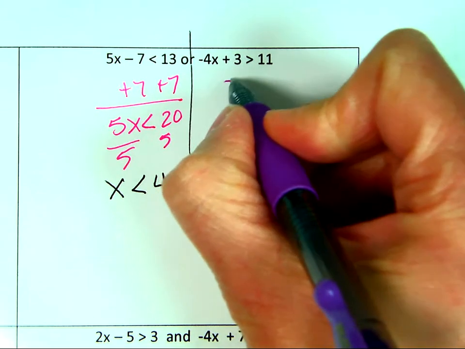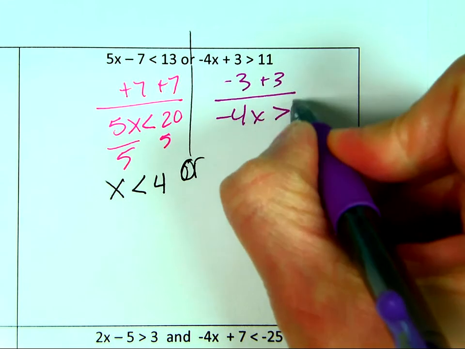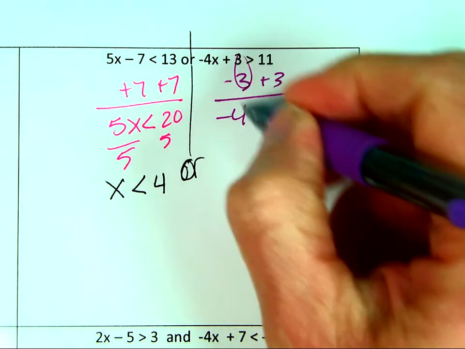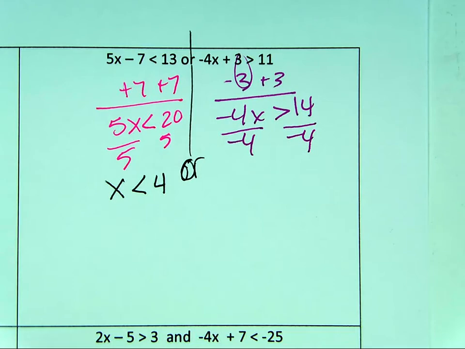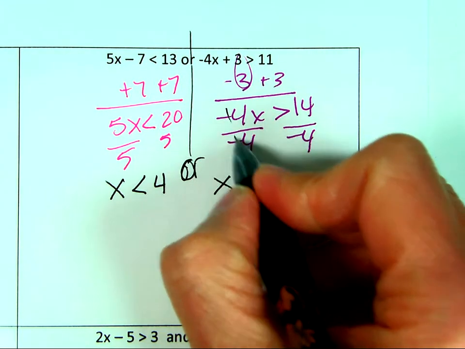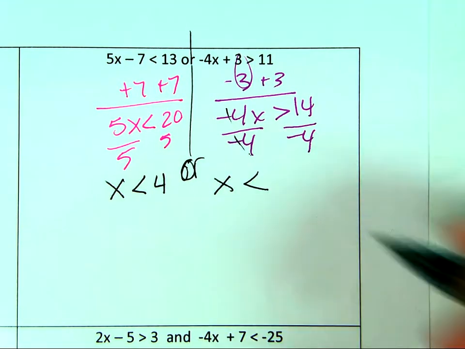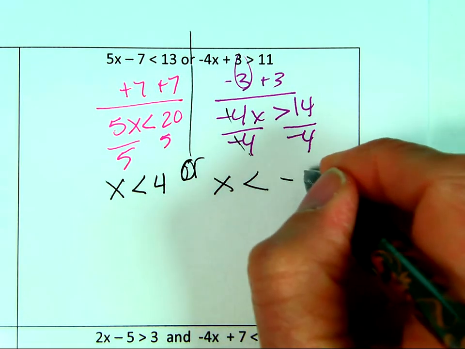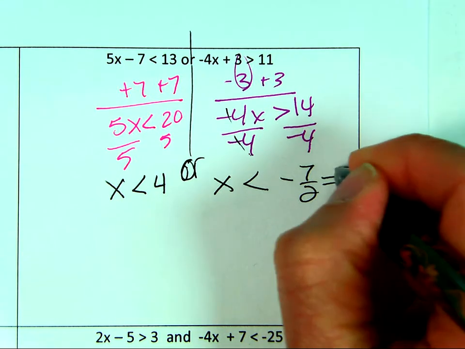I'm going to subtract 3 from both sides. -4x is greater than 14. And I'm going to divide by a negative. Notice I'm dividing by a negative. I always have to remember what's happening when I'm dividing by a negative. So I'm going to get x, because those are going to cancel out. That's a 1, -4 divided by -4. My greater than sign is going to have to go to a less than sign, and I'm going to get -7/2, which is equal to -3.5.